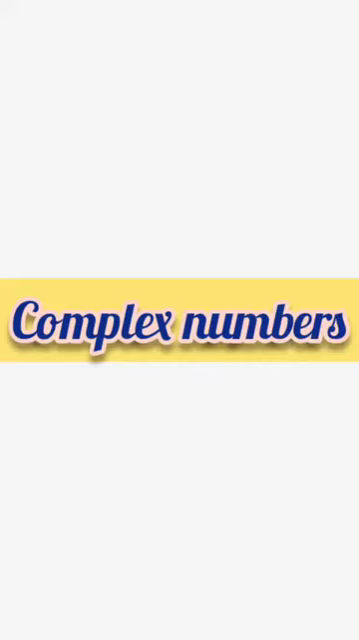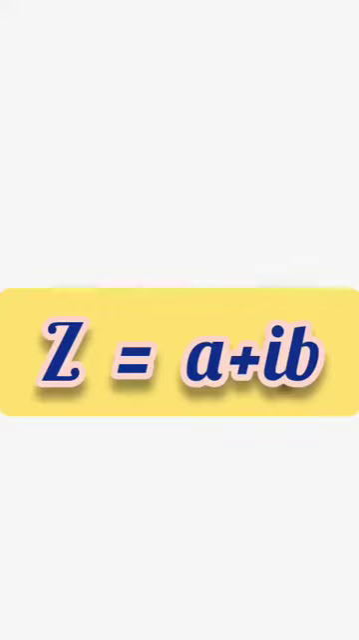In my last lecture, I talked about complex numbers. Today, we are going to learn that we can write any complex number in the form of a plus iota b, where a and b are real numbers and iota is the imaginary unit. Now let us convert few complex numbers in the form of a plus iota b.